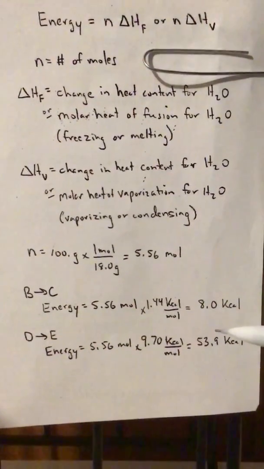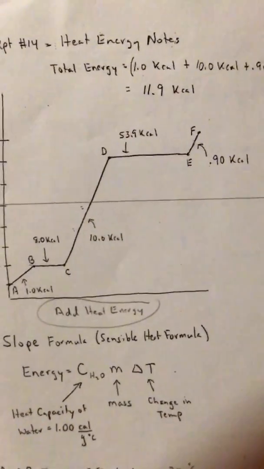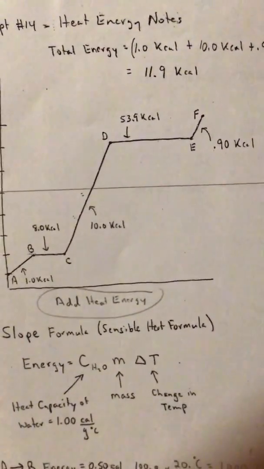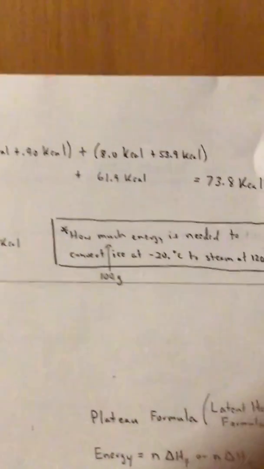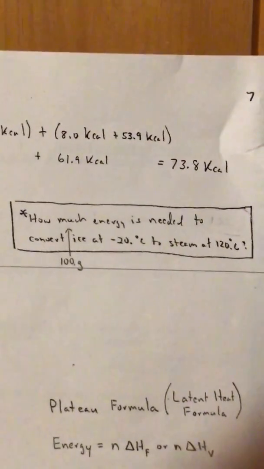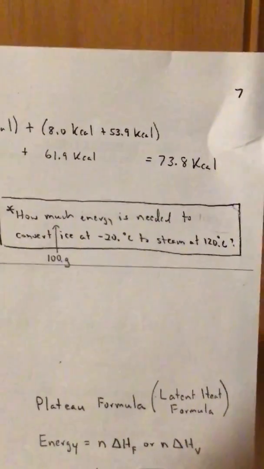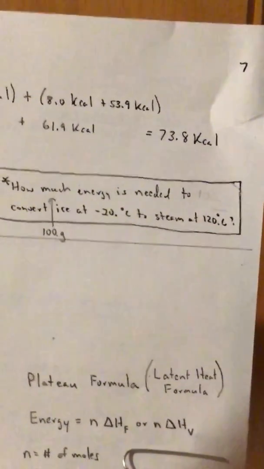What am I ultimately going to do when I have all these energies in our graph? I take the 1 and the 8 and the 10.0 and the 53.9 and the 0.90. I add them up and I get 73.9 kcals. That's the amount of energy needed to convert 100 grams of ice at -20 degrees Celsius to steam at 120 degrees Celsius.